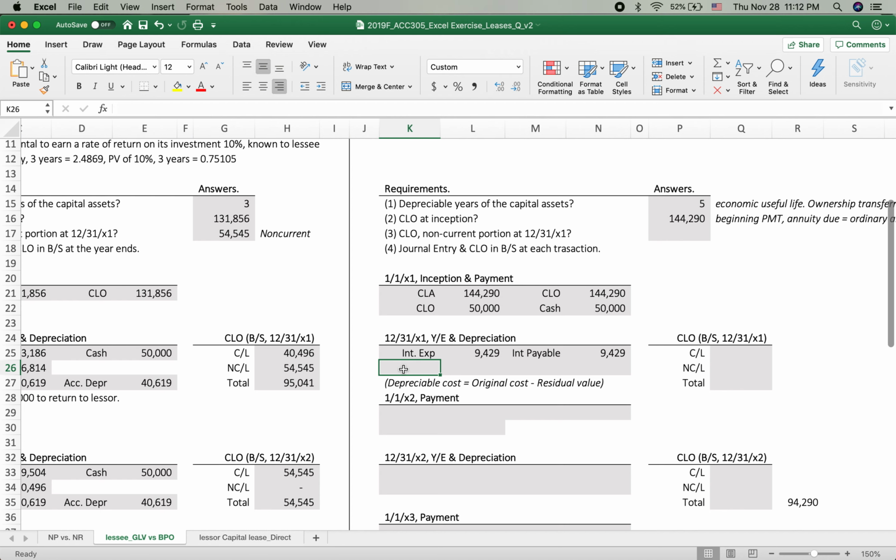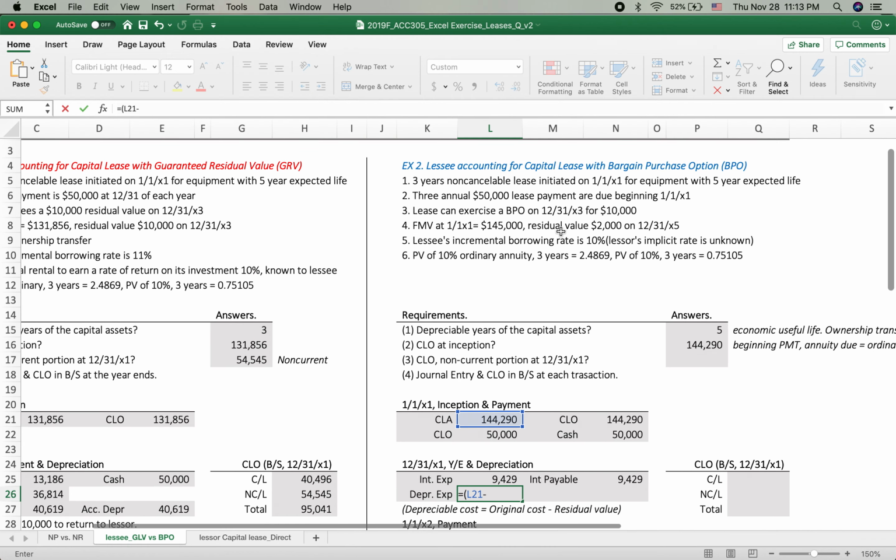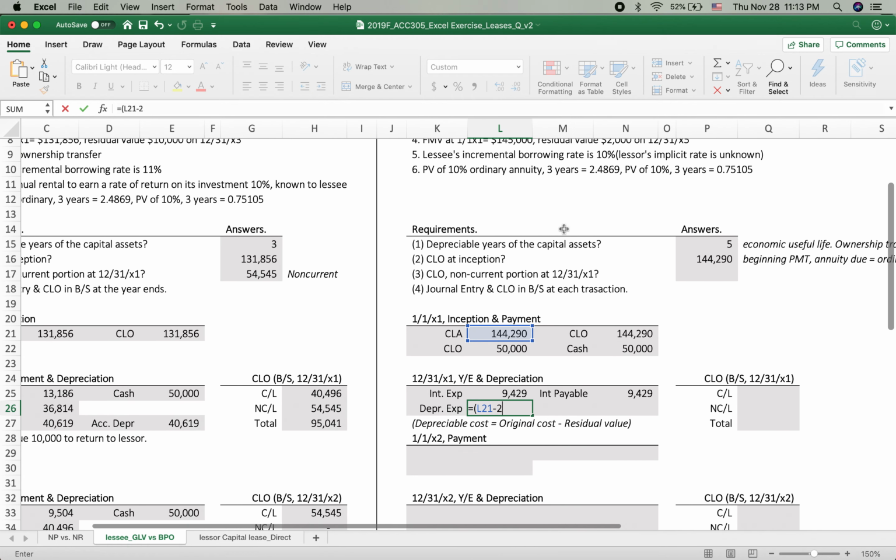And then we should recognize depreciation expense because we used this capital lease asset. Then what is the depreciable cost? Capital lease asset value minus, where is the residual value, $2,000. Here we go, $2,000. That amount is residual value divided by 3 or 5. 3 or 5, right? 5 years.